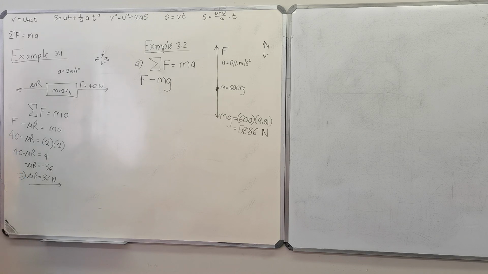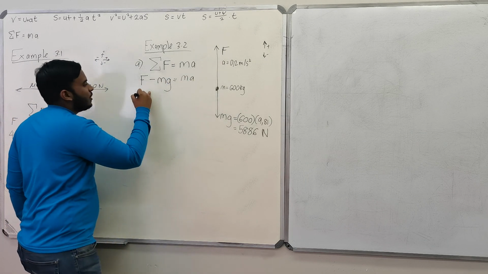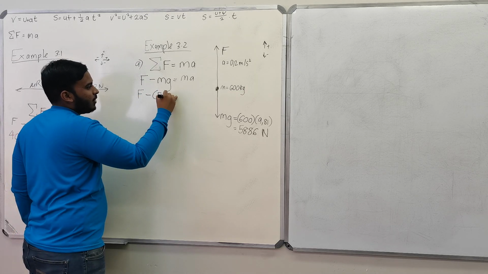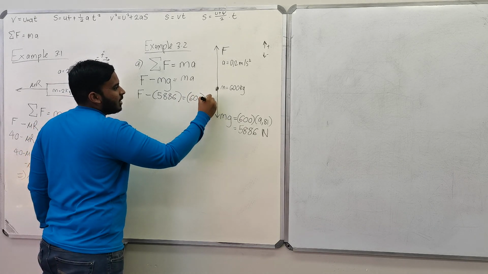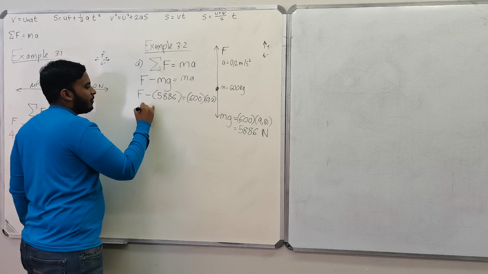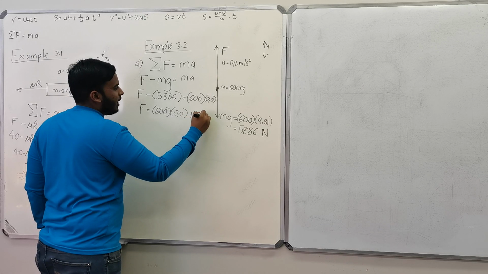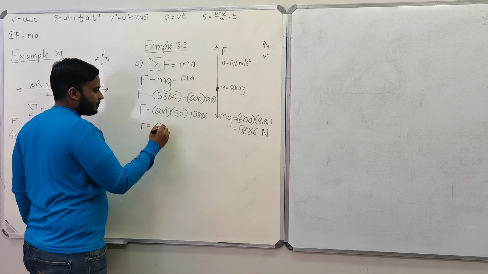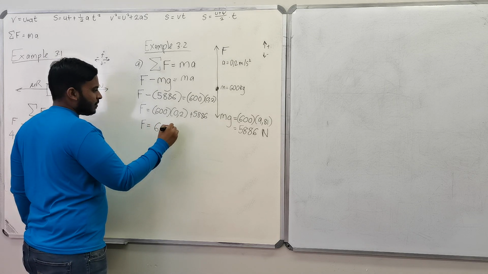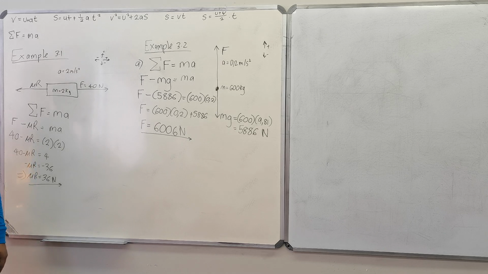But you can see the next one, because it's moving downwards. So this is that ma. So the tension force minus 5,886 is equal to 600, and is being accelerated at 0.2. So F is equal to 600 times 0.2 plus 5,886, and then this F is equal to 6,006. Everybody understand how I got to the answer?